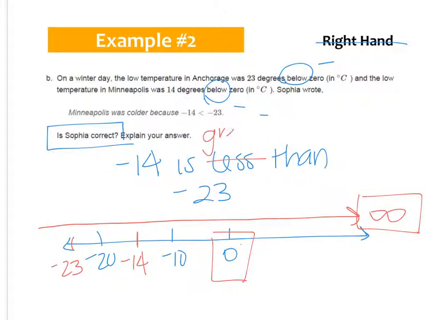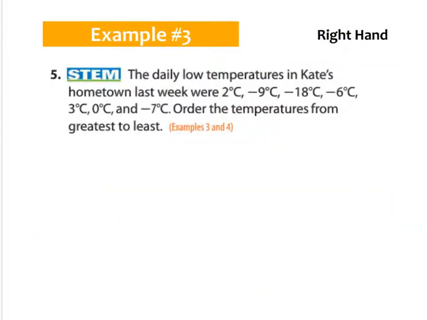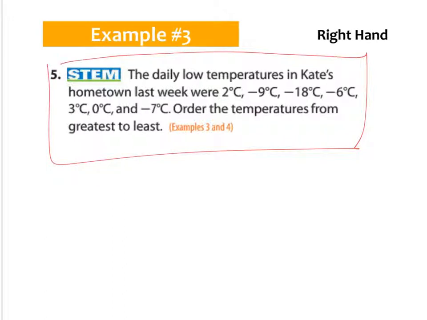Think about it in terms of debt. Would you rather owe $14 or $23? I'd rather owe 14. I don't want to pay back someone $23. I'd rather owe less. So that means that -14 is a greater situation than -23. All right, I want you to take 30 seconds to order these temperatures from greatest to least. Let's make sure we're reading the directions.